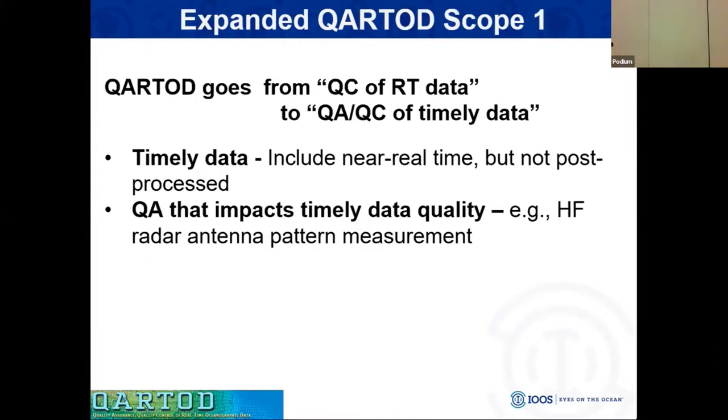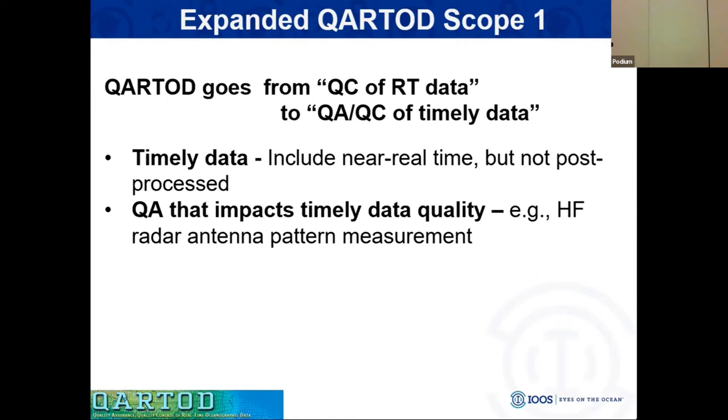Now, under the expanded scope, Quartet goes from QC of real-time data to the QAQC of timely data. Now, what does that mean? Usually there's five timescales associated with the potential for quality control. Traditionally, we've done the real-time, which is operating on the most recent data point. You don't have the next data point to help. And then there's real time, and there's near real time. We know it's not real time, but it's faster than the third scale, which is delayed mode.